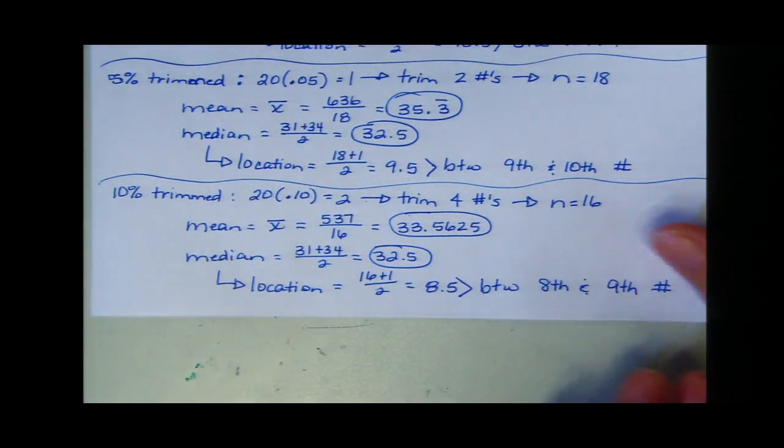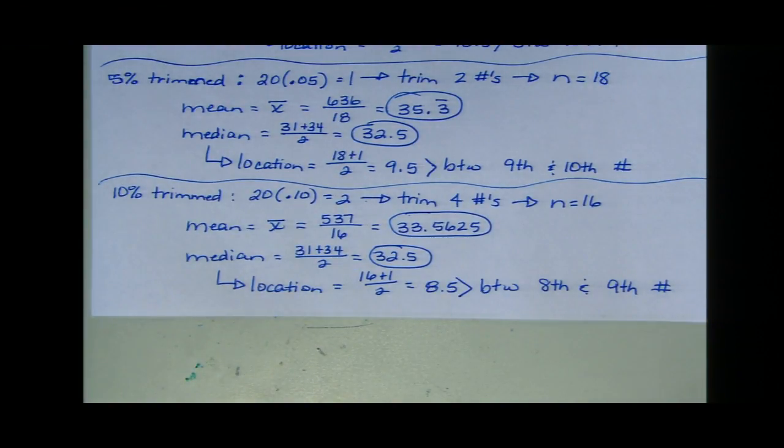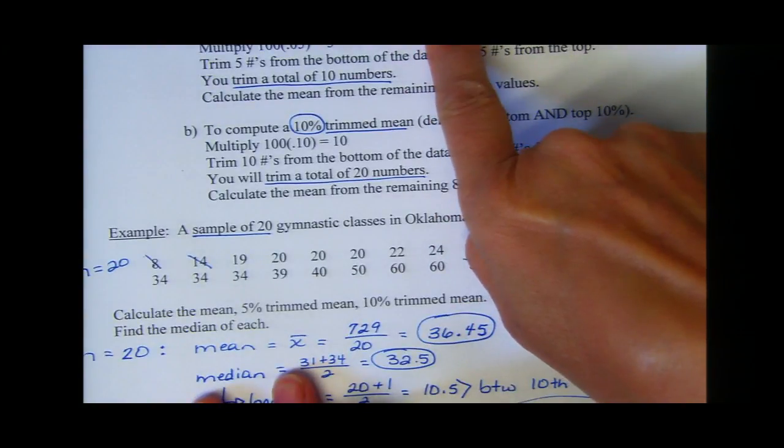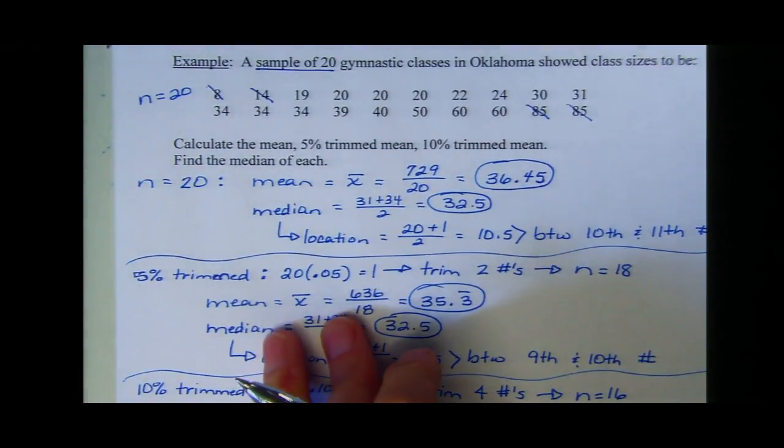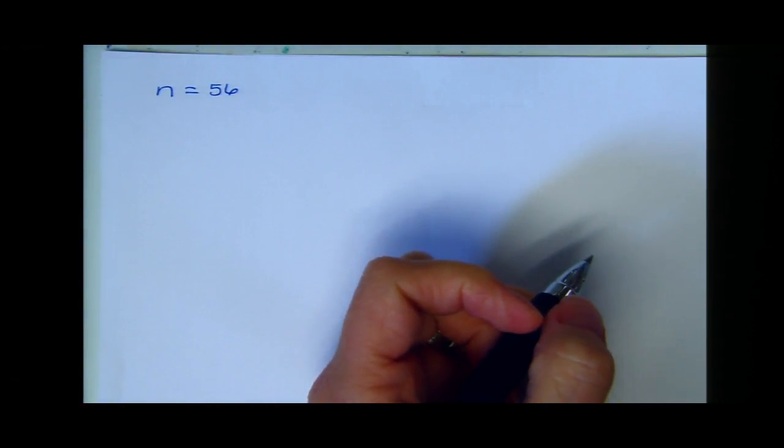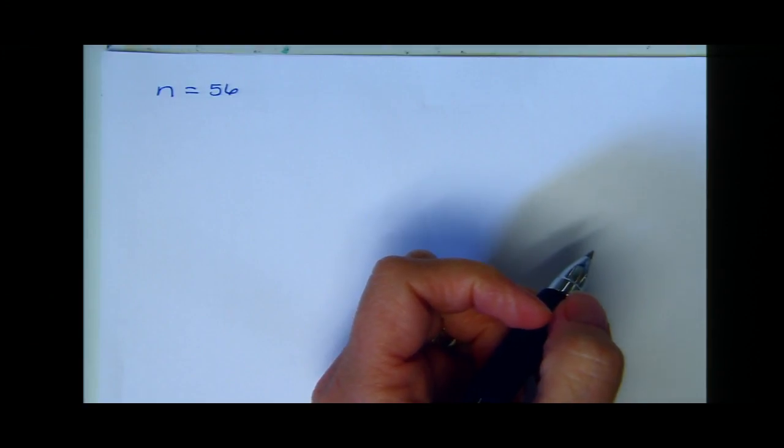Now, one other thing that I want to point out is I have done 2 examples, one when n was 100 and one when n was 20. And what has happened is every time you multiply it times 5% or 10%, you've gotten a nice, neat whole number. But what happens if n is equal to 56? Well, here's how you handle that.